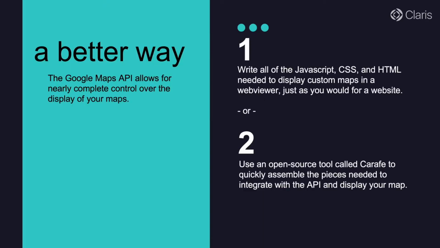Thankfully, there's a better way. Enter the Google Maps API. There are several ways to integrate with the API from FileMaker. First, you could write all of the JavaScript, CSS, HTML, and everything that is needed to display custom maps in a web viewer, just as you would for a website. Or you can use an open source tool called Carafe to quickly assemble the pieces needed to integrate with the API and display your map. I'll explain more about Carafe in a minute.